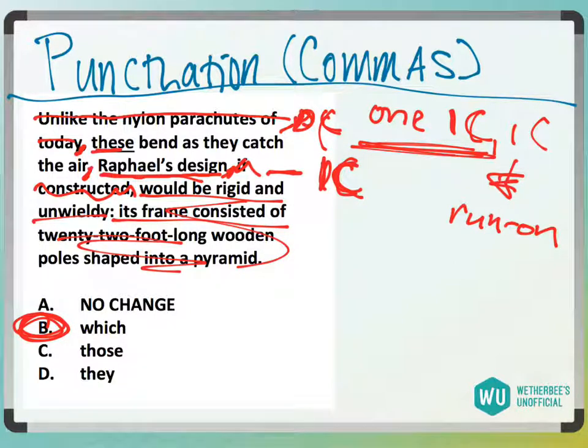Another thing you can do oftentimes, do you see how A, C, and D would all make this an independent clause? These bend as they catch the air. Those bend as they catch the air. They bend as they catch the air. These would all make it independent, and this would make it dependent.